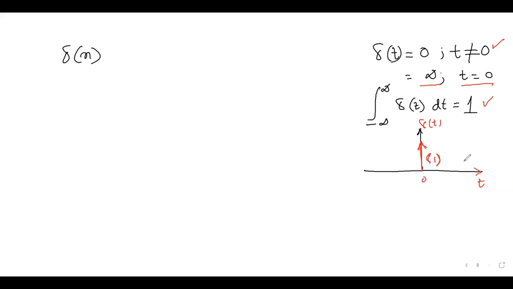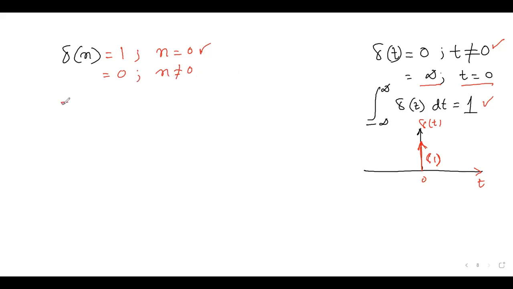Now, in the case of a digital signal, the impulse is represented by delta n equal to 1 for n equal to 0, and 0 for n not equal to 0. That is how we define the impulse function for discrete signals, in the discrete domain. That is, delta n equals 1 only at n equal to 0, and 0 otherwise.